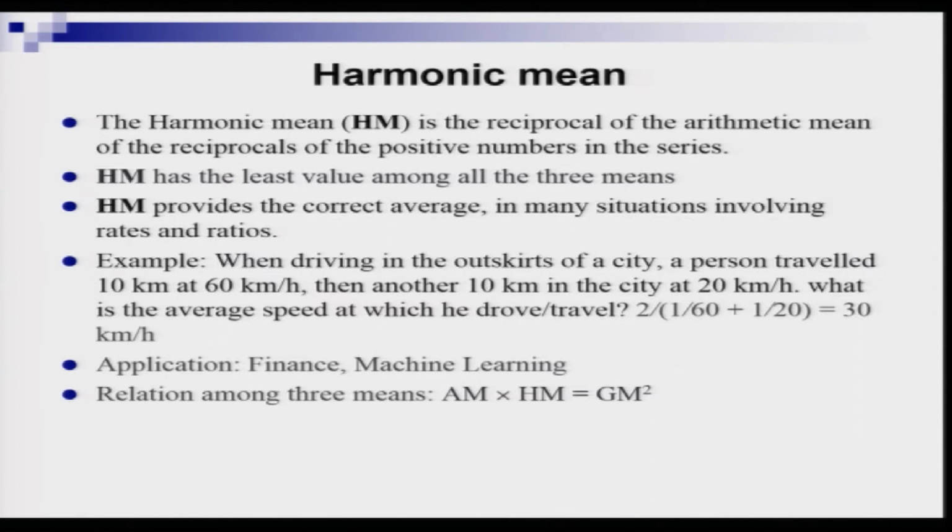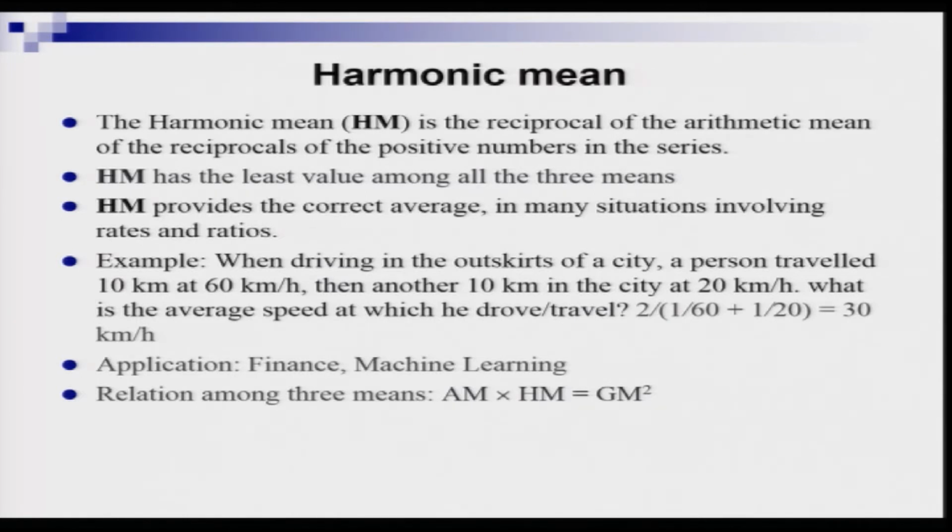these cases. So, let us assume that somebody is driving in the outskirts of the city and the person travelled 10 kilometers at 60 kilometers per hour. Then after entering the city, the person drove 10 kilometers more in the city, but at a reduced speed of 20 kilometers per hour. What is the average speed at which he drove or travelled? So, you have to compute harmonic mean here. So, here the formula could look like 2 divided by (1 over 60 plus 1 over 20), and we get 30 kilometers per hour as the harmonic mean.